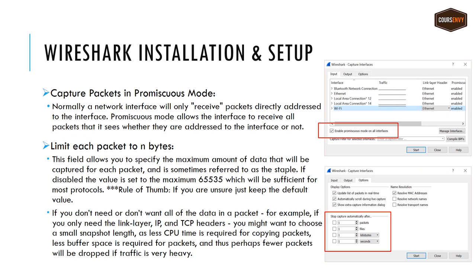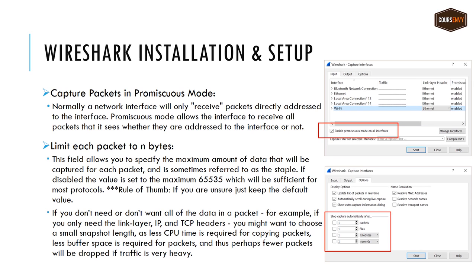Next, make sure to check mark Capture Packets in Promiscuous Mode. Normally, a network interface will only receive packets directly addressed to that interface, but Promiscuous Mode allows the interface to receive all packets that it sees, whether they're addressed to that interface or not. This way, we're getting all the data.